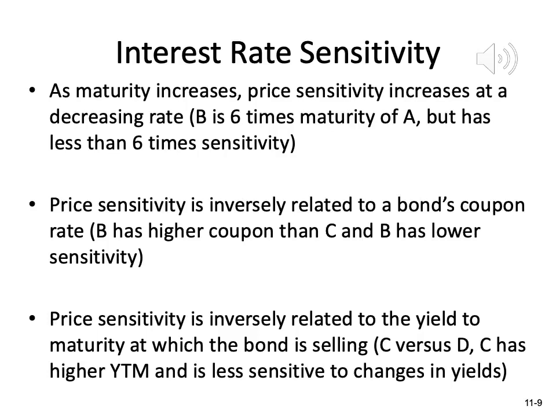The next conclusion is price sensitivity is inversely related to the bond coupon rate. Referring to bond B versus bond C, bond B has a higher coupon than bond C, so the sensitivity of bond B is lower. The next conclusion is price sensitivity is inversely related to the yield to maturity at which the bond is selling. So when you are comparing C and D, C has a higher yield to maturity, and it is less sensitive to the change in the yield compared to bond D.